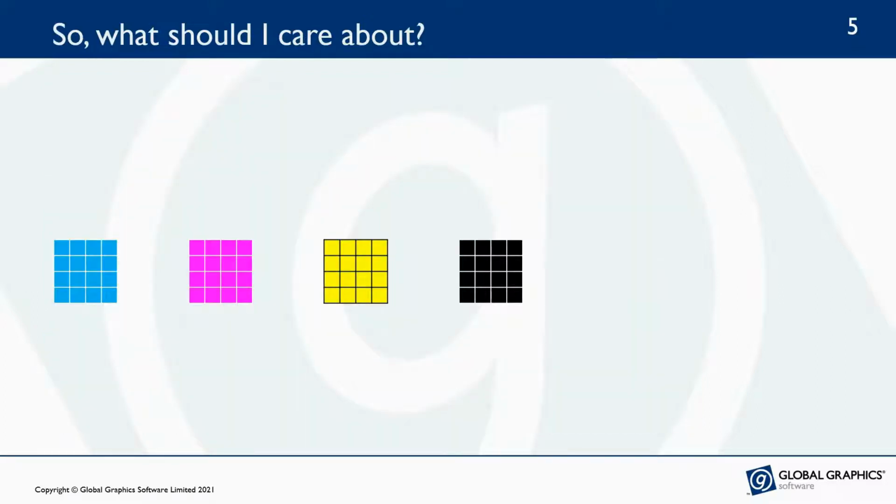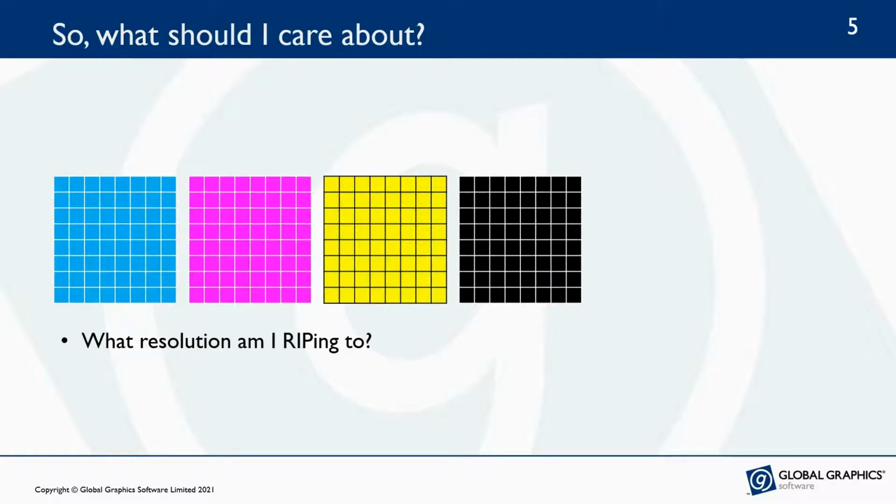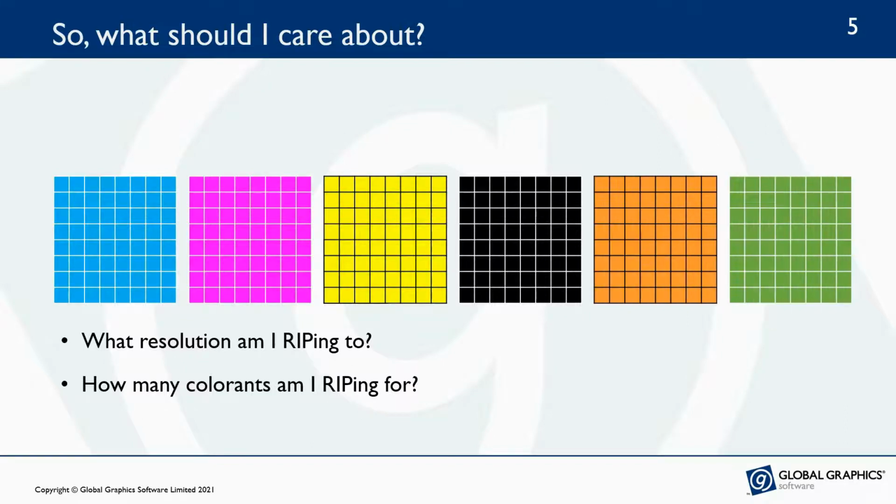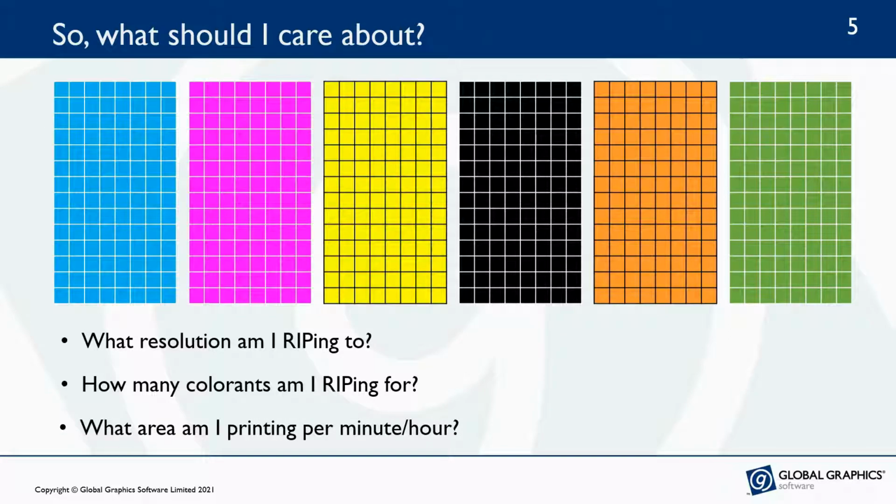Exactly how you calculate data rate tends to vary between sheet and roll-fed presses, and some marketing may be a bit short on details for product comparisons, but the basis is always, what resolution am I ripping to, in both dimensions, because we're essentially counting pixels here, and a higher resolution means more pixels. How many colorants am I ripping to? That's usually the same as the number of inks that are available on the press. More colorants means more raster data to be delivered. And what area of output am I printing per minute or per hour, including both sides for duplex printing? Again, a faster print speed increases the number of pixels to be delivered.